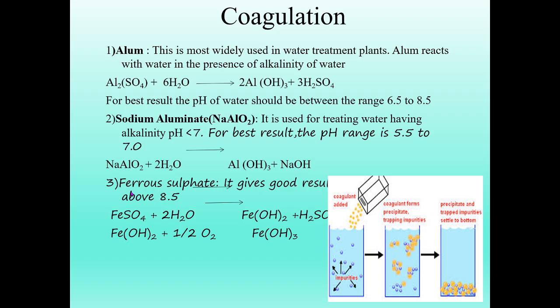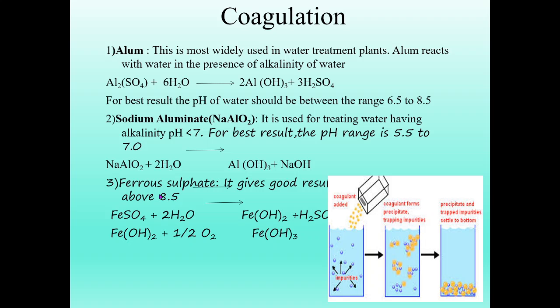The last coagulant is ferrous sulfate. It gives best results with the water having pH above 8.5. This also reacts with the water to form FeOH3, which is again a floc. So these are the general three coagulants used for coagulation.